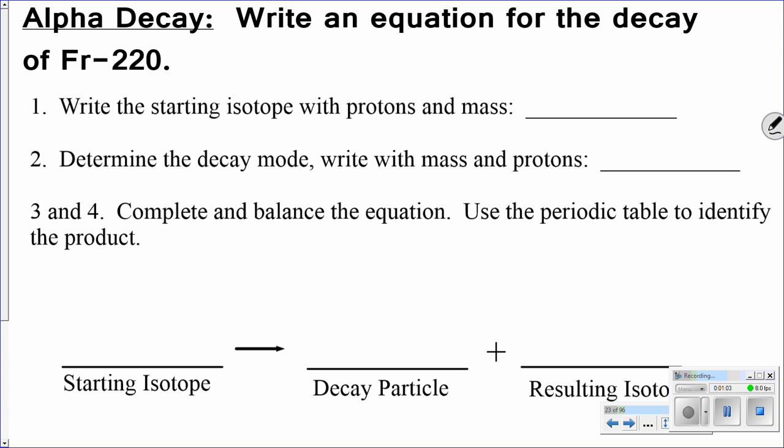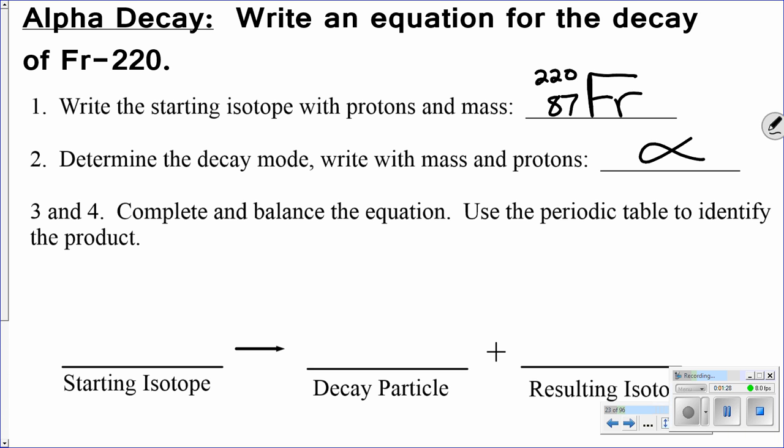So we're going to start with an alpha decay. We're going to write a decay equation for the decay of francium-220. So I'm going to start by writing Fr. The 220 is the mass that goes on top. And then I'm going to find on the periodic table that francium is number 87. Then I go to reference table N to find my decay mode. So francium-220 has an alpha decay.